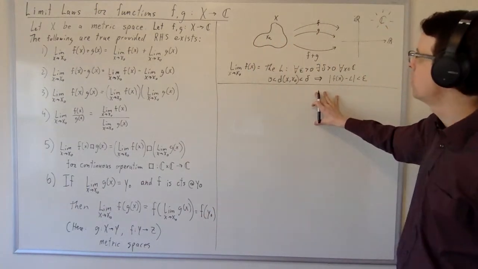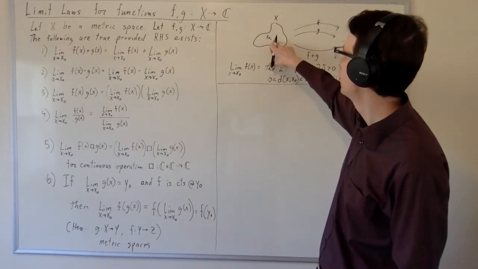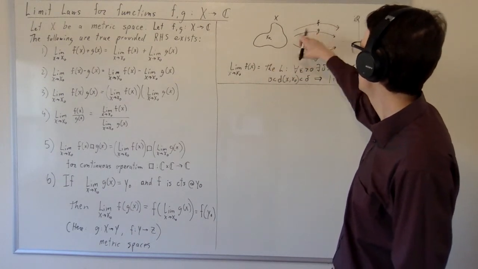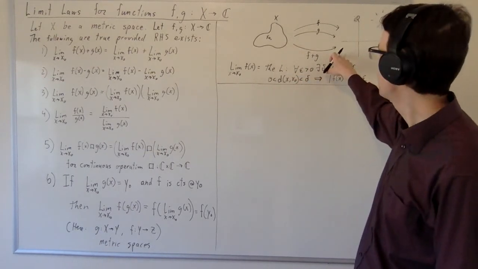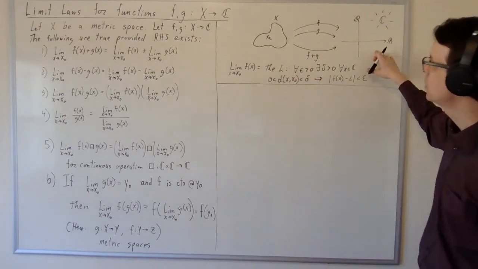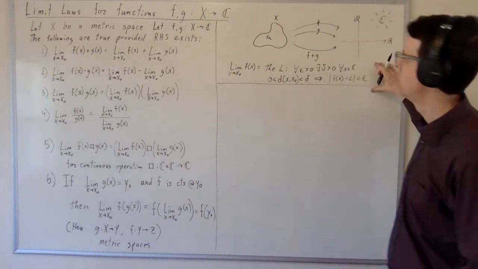So let's prove the sum law for limits. Here's the setup. We have some arbitrary metric space x with a point in it, x naught. We have two functions, f and g, which map to the complex numbers. And then, of course, we also have the derived function f plus g, which maps to the complex numbers. And we're arguing about limits, so I've just copied the definition of a limit here.